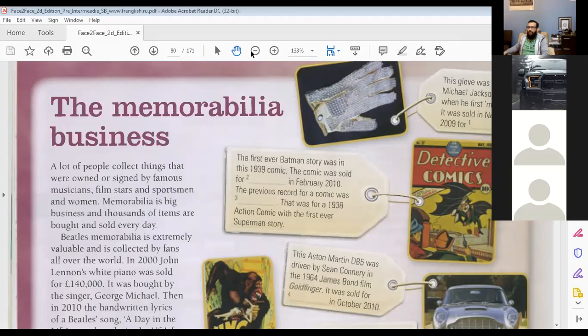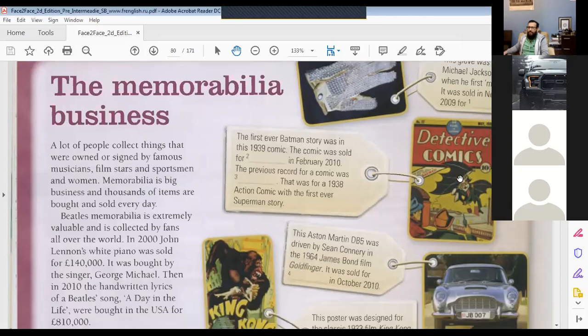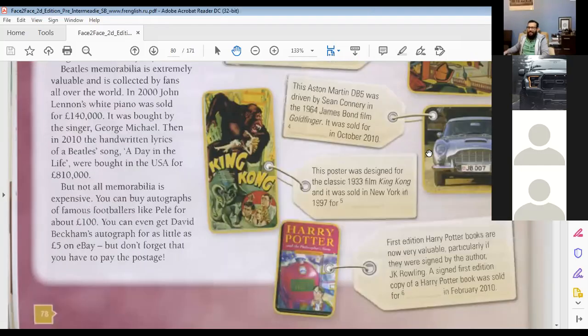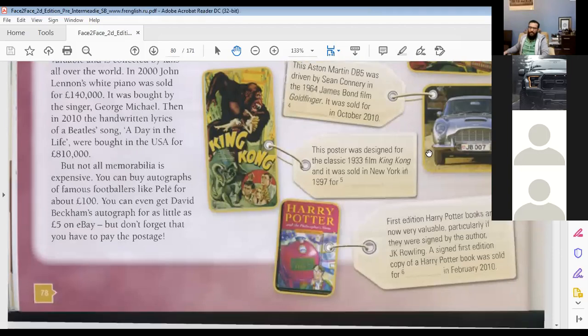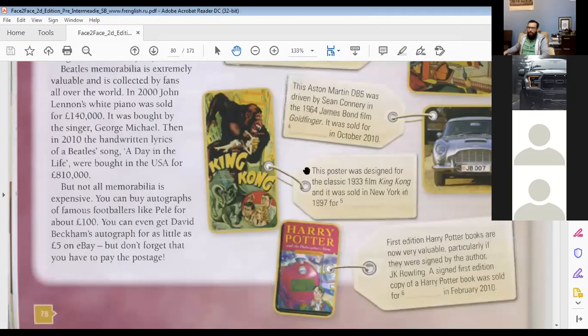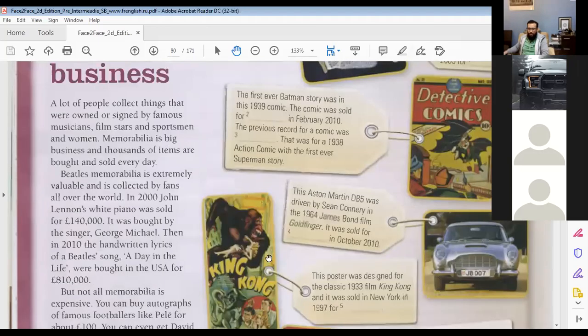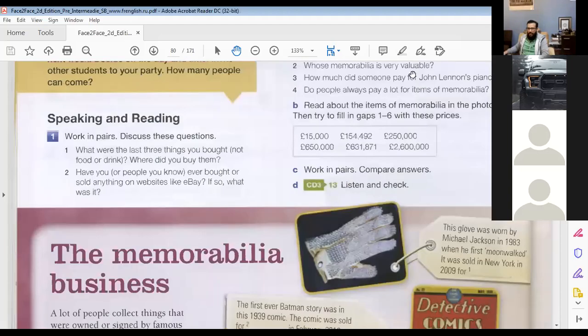For me, I think the most surprising one is the comic. Can you see this old comic? This is 650,000. What do you think of that? 650,000 pounds. It's a lot, right? So, you know, these are the prices of some memorabilia that is maybe special or belongs to someone. So this is the idea. So now we completed this part. We did the listening, we checked the answers.